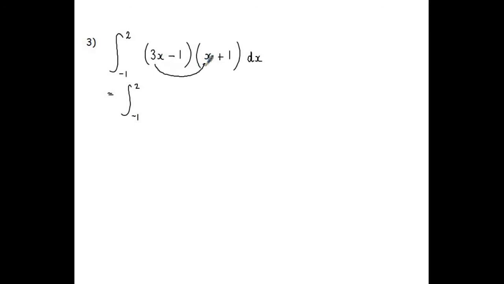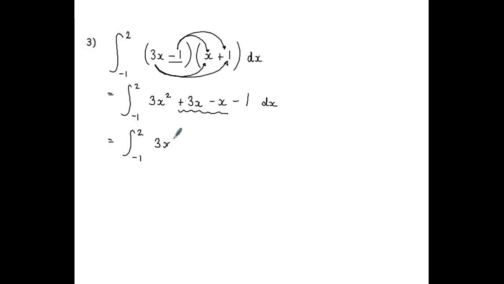bracket. So 3x times x gives us 3x squared. 3x times 1 gives us 3x. And remember, it's minus 1 times x to give us minus x, and minus 1 times 1 to give you minus 1 dx. Simplify it, so collect these middle terms first. So remember, we haven't integrated yet, so keep your integral there. So keep your 3x squared. We've got 3x minus x, so it's like 3 take away 1, which is 2. So plus 2x minus 1 dx.